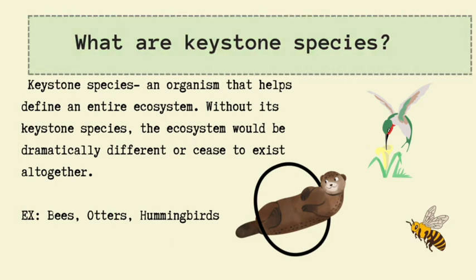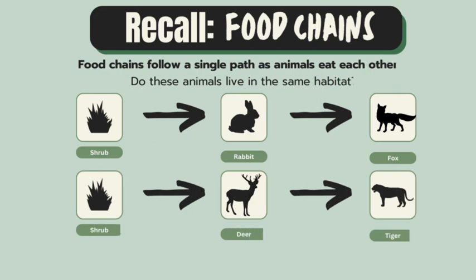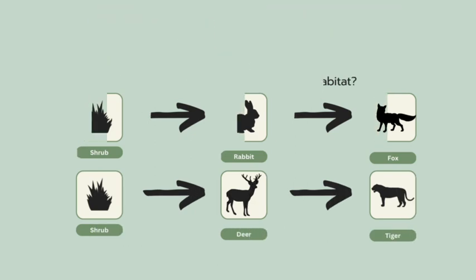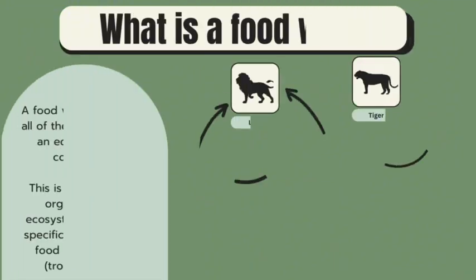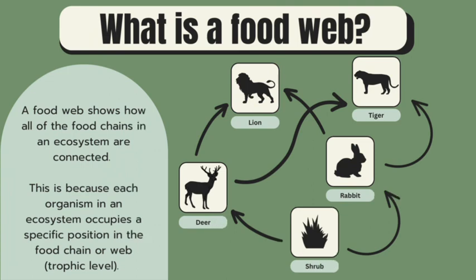Now, let's look at the food web. First, let's recall the food chains. Food chains follow a path as animals eat each other from shrub to rabbit to fox. Now, let's look at this in a food web. This shows how all the food chains and ecosystem can be connected. So shrub to deer or rabbit, and then the rabbit can go to the lion, or the deer can go to the tiger, and the rabbit can go to the tiger, and it can go on and on and on.